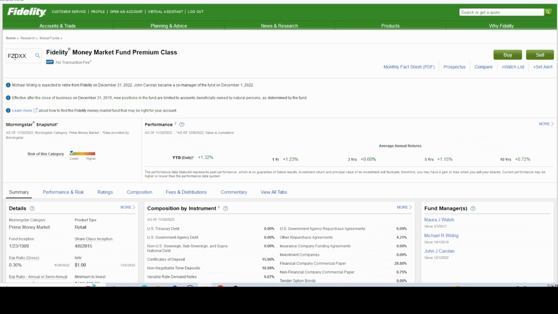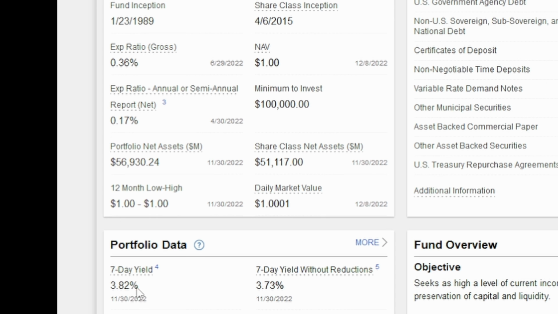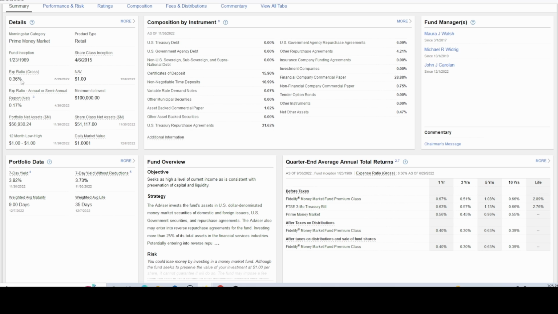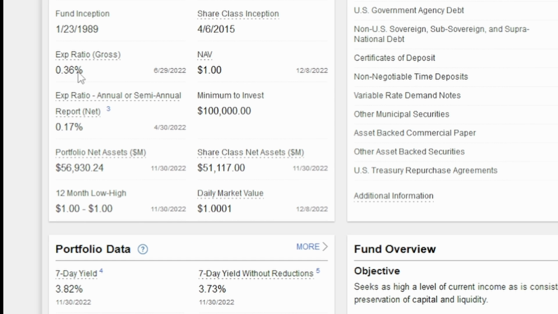Let's look at the next premium product down. So this is FZDXX, Money Market Fund Premium Class, and this has a yield of 3.82, with an expense ratio of 0.36. So what's that? 3.46%. That's very bad compared to the CD. And you still need $100,000 minimum to invest in this.